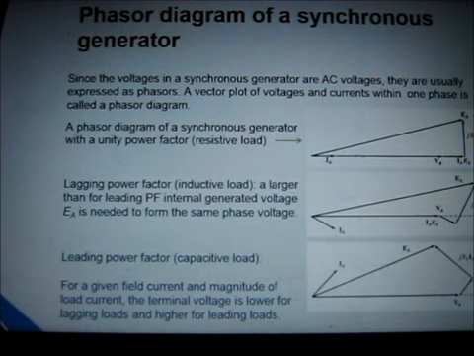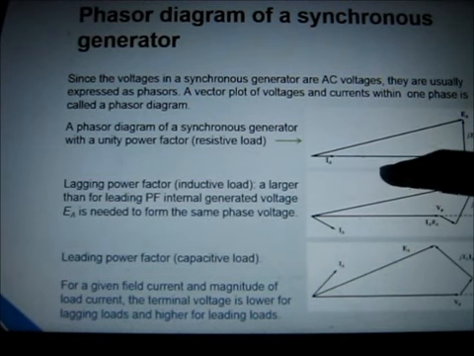Since the voltages in a synchronous generator are AC voltages, they are usually expressed as phasors. In case of DC, we weren't using the phasors. In case of AC, we have phase difference, so we are representing it as phasors. It is just a vector plot of voltage and current with one phase, and it is called the phasor diagram. In this case, you can see the current and the voltage lie in the same phase, and it is the unity power factor, that is the resistive load.